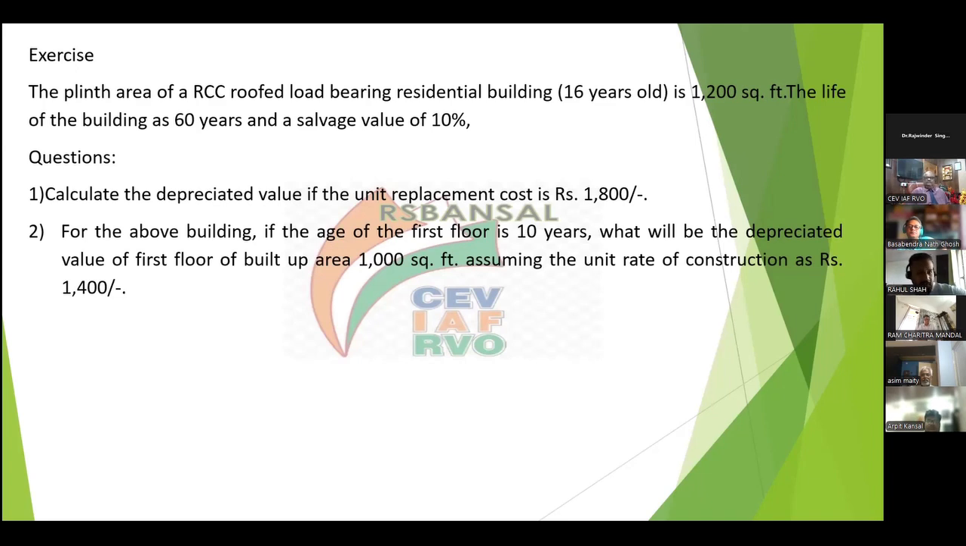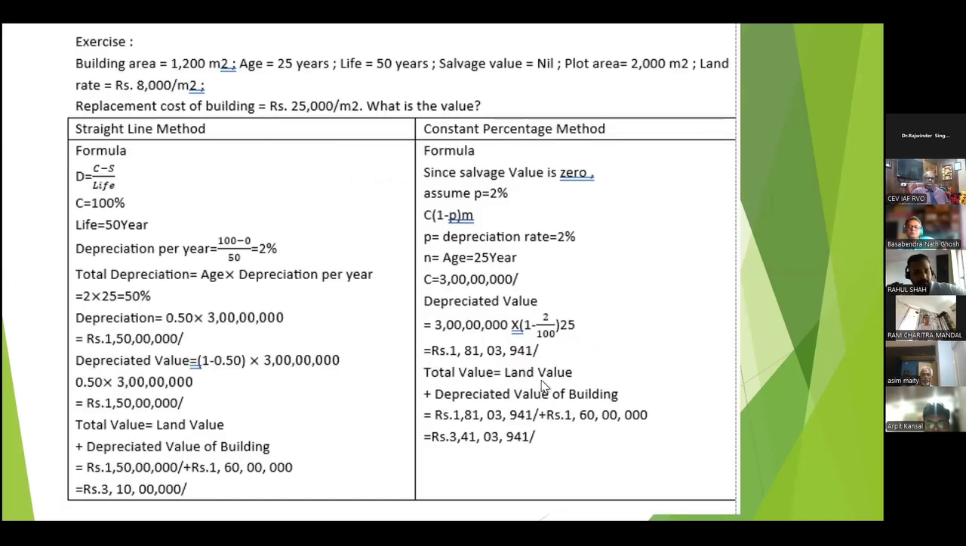Sir, in the straight line method, go to the previous slide, please. Why is C taken as 100%? I am having a doubt. Otherwise, you can simply put the value at the start. What is the value? Original cost, which is 100%. Otherwise, you can use 3 crore also. It does not matter. You can take it as 100% or you take the value. We will take an example that will make things clear.